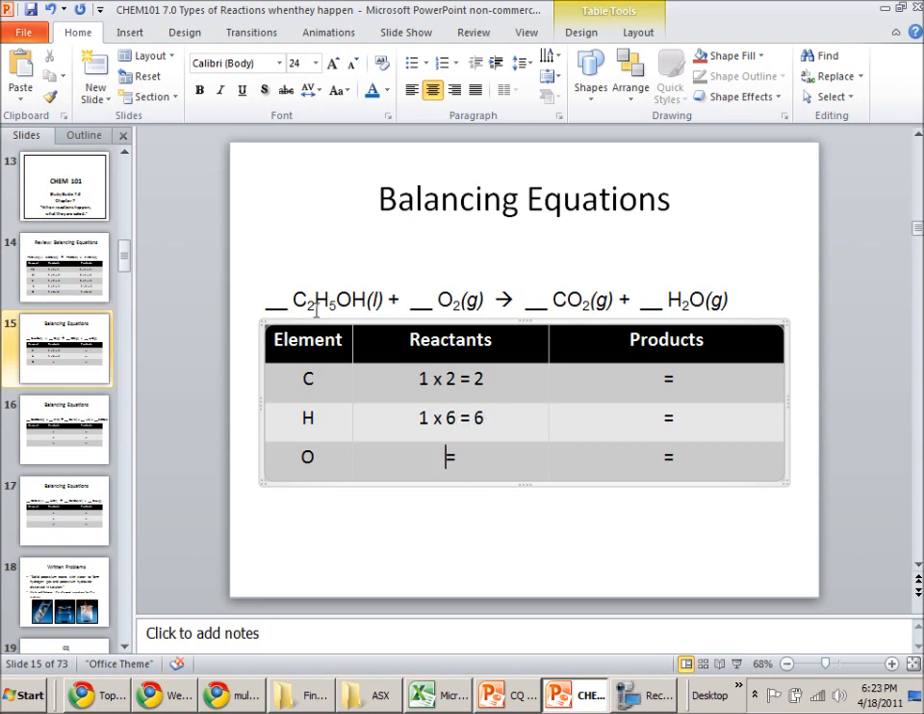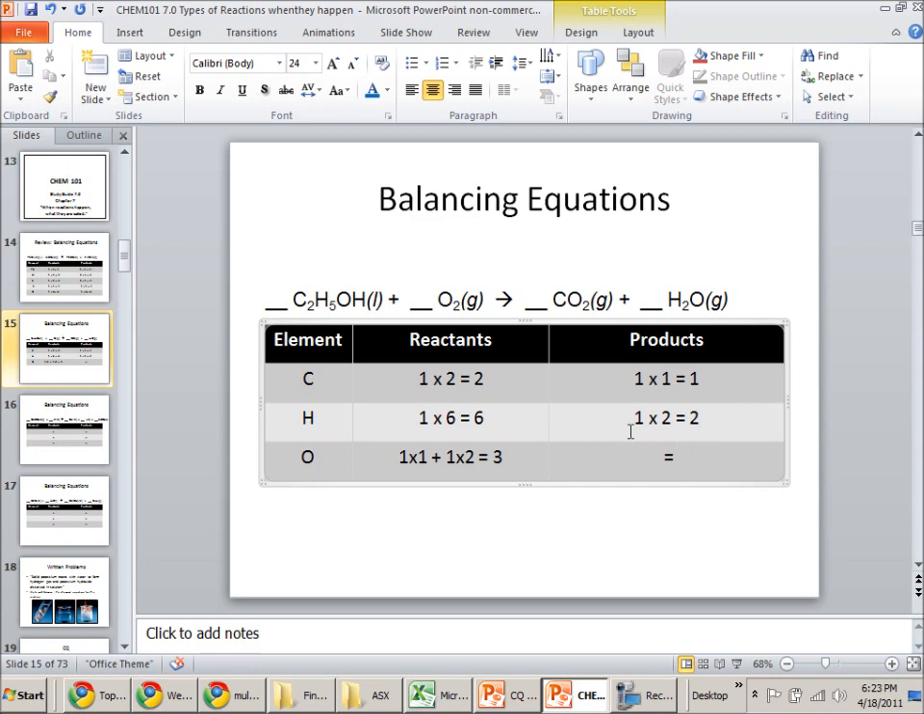How many oxygens are here? 3. Right. There's 1 from that ethanol, and there's 2 from that oxygen. Whoops, because I can't use the shift key apparently. So that's 3. How about in the products? How many carbons? How many oxygen? I'm sorry, how many hydrogens? 2.